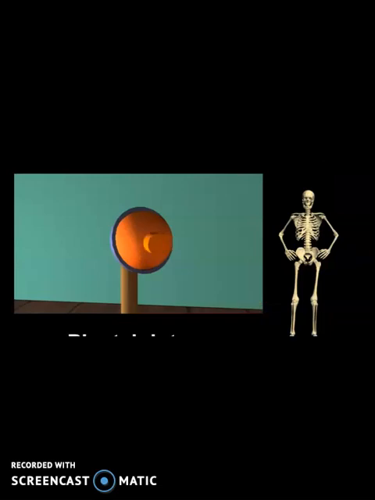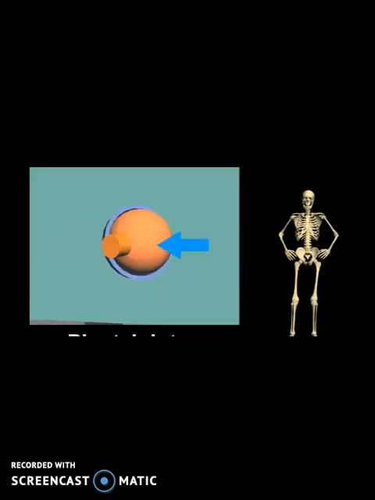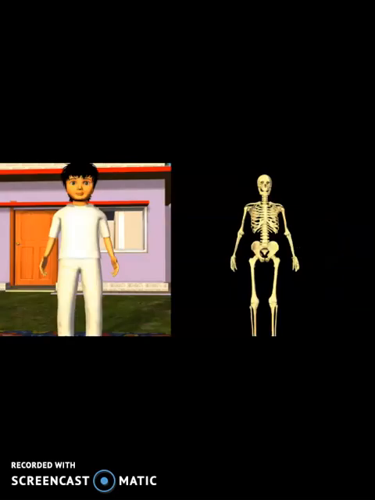The next one is the pivot joint. Like the ball moving sideways, you can see how the pivot joint also moves sideways. This is the pivot joint.